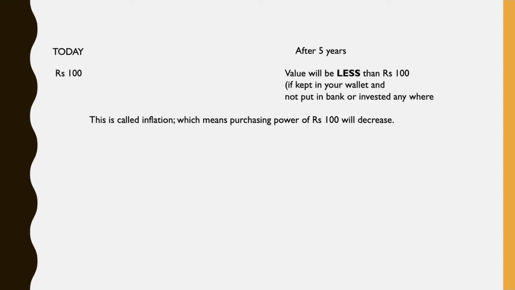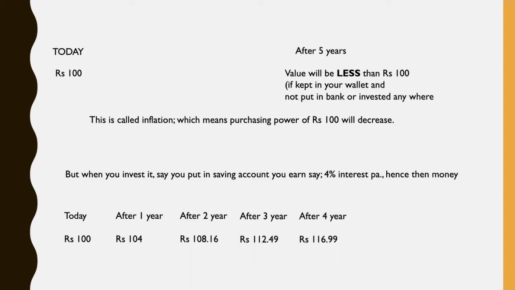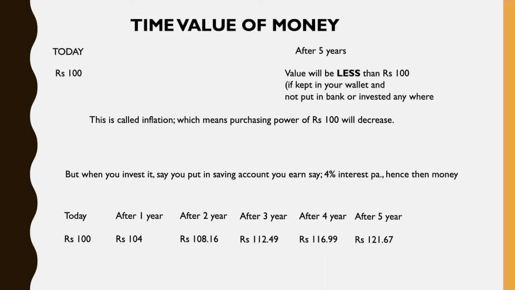This is called inflation, which means the purchasing power of rupees 100 will decrease. But when you invest it, say you put it even in a savings account, you can easily earn 4% per annum. Hence, the money today, rupees 100, will become 104 and so on, and at the end of the fifth year it will be around 121. So this concept is known as time value of money.